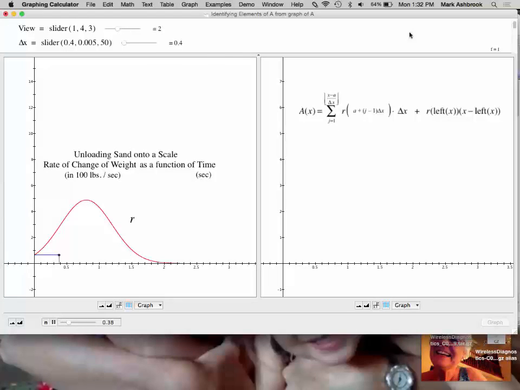This rate function, the red function, is the rate of change of sand as it unloads from a truck onto a scale.